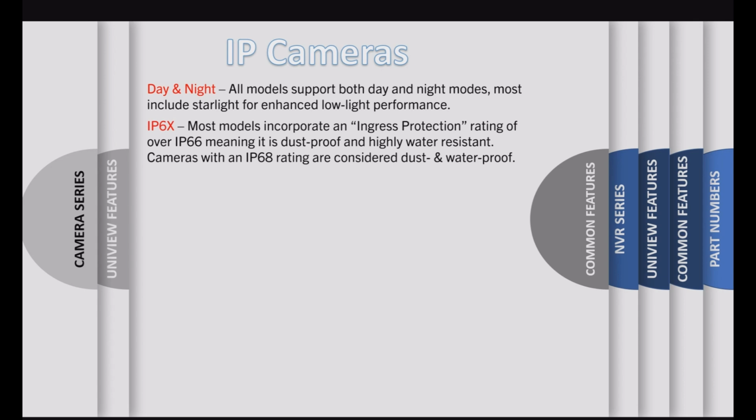So moving into the IP rating, this is the weather resistance of a camera. If it is an IP6 camera, that means that it is dust proof. The second digit has to do with its waterproofing. An IP66 camera means that it's highly water resistant, whereas an IP68 camera is considered waterproof.